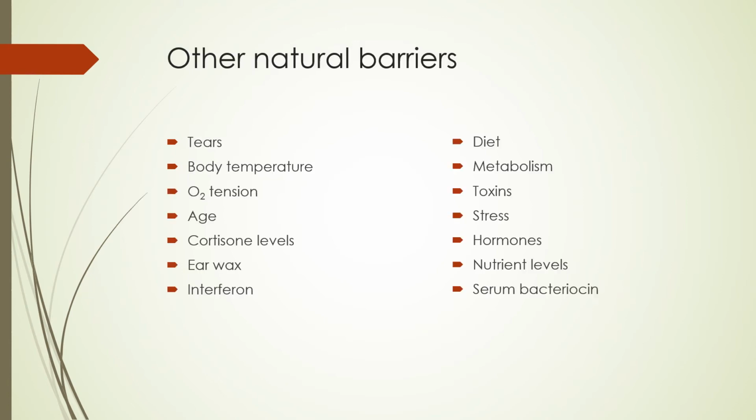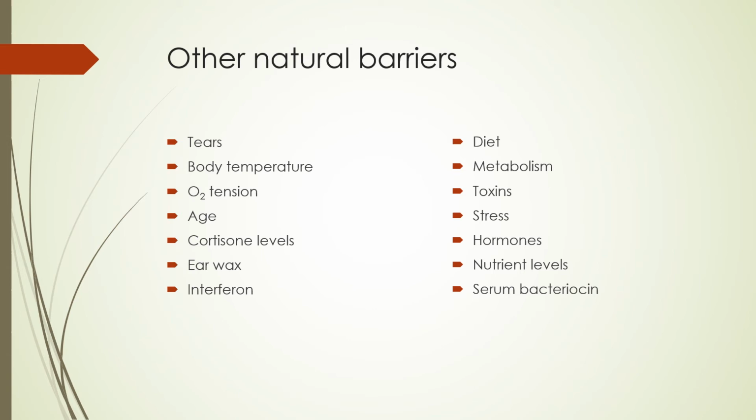There are a number of other natural barriers that protect us from getting infectious diseases. They're not necessarily body systems, but they are components of our body that prevent us from getting infectious diseases. One such example would be tears. Tears themselves contain lysozyme and secretory IgA, which protect us from infectious diseases. We have body temperature. Not all organisms will grow at 35 to 37 degrees Celsius, which is body temperature.